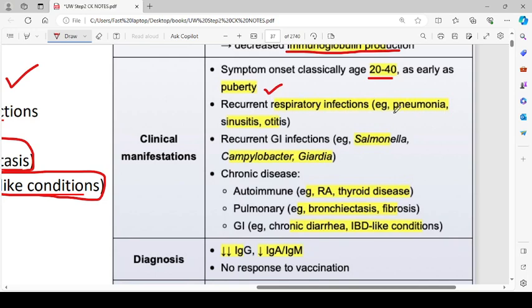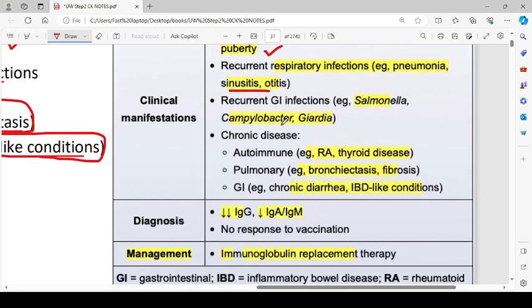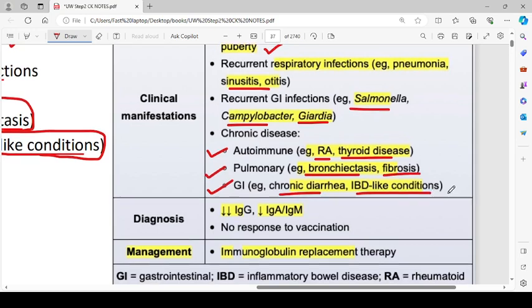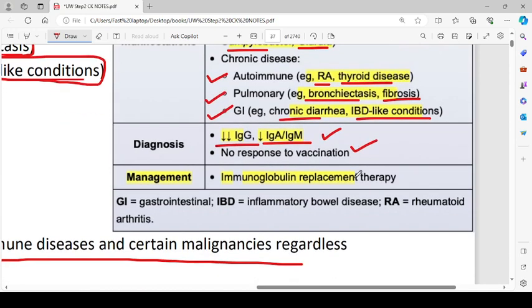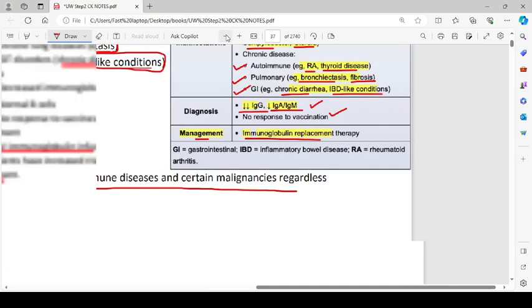Recurrent respiratory infection, for example, pneumonia, sinusitis, and otitis. Recurrent GI infections like Salmonella, Campylobacter, and Giardia. Chronic diseases like autoimmune diseases, like rheumatoid arthritis and thyroid disease, will be present. Pulmonary manifestations like bronchiectasis and fibrosis will be there. And GI manifestations like chronic diarrhea and inflammatory bowel disease like conditions will also be present. Diagnosis: there will be decreased IgG, decreased IgA and IgM, no response to vaccination. Management: immunoglobulin replacement therapy is the management of choice for CVID.